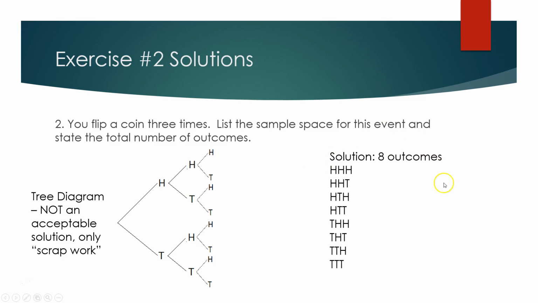So the solution here, this is the sample space, and there are 8 outcomes. It's really important to understand how many outcomes are in your event. It's usually just as important if you need to know exactly all of them, what all of those outcomes are specifically.